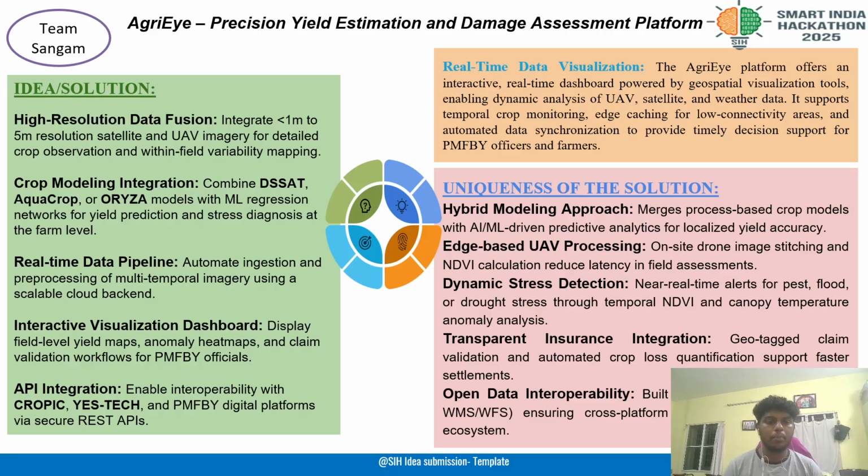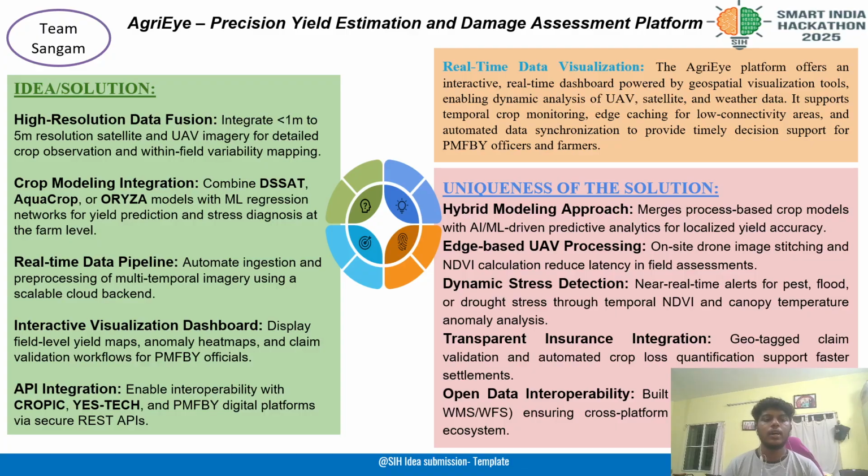We run a real-time data pipeline in the cloud to ingest, pre-process and cache the multispectral imaging. Then we serve it through an interactive dashboard with yield maps and heat maps, what crop would grow, how much yield would come, designed for the PM-FBY officers. Everything connects to SIPOP, ESTEC, and PMFBY via secure REST API.